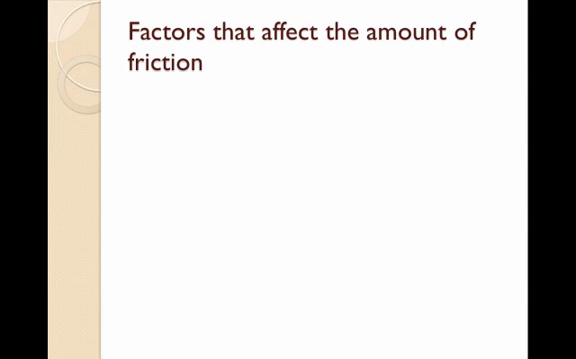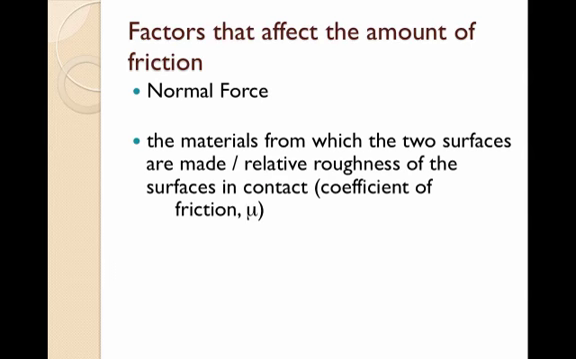So some factors that affect the amount of friction include the normal force. What do you know about normal force? You should be telling me right now that normal force means the force perpendicular to the surface, and typically the normal force is equal and opposite the gravitational force. And gravitational force is the force of gravity acting on an object's mass. The other piece about friction is that the materials from which the two surfaces are made, or the relative roughness of the two surfaces in contact, is going to control what the coefficient of that friction is.